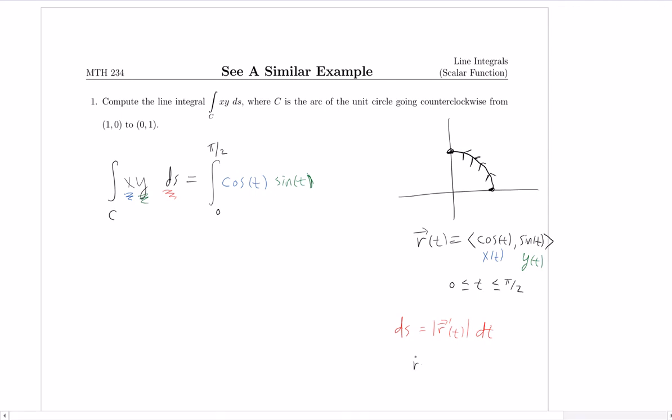So in our particular example, r prime will be minus sine t, cosine t, just taking the derivative of r of t. And then its length will be the square root of sine squared t plus cosine squared t. But that's just 1. So in this case it comes out very simple.